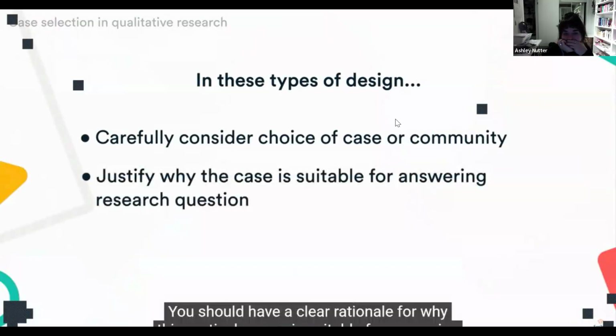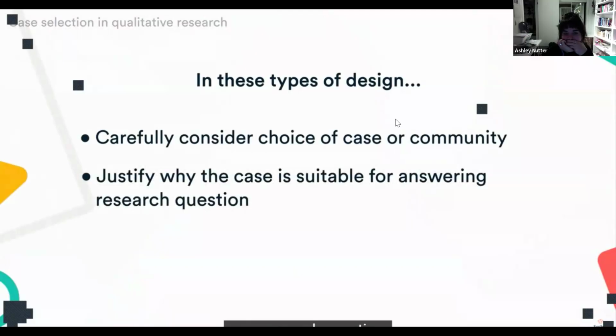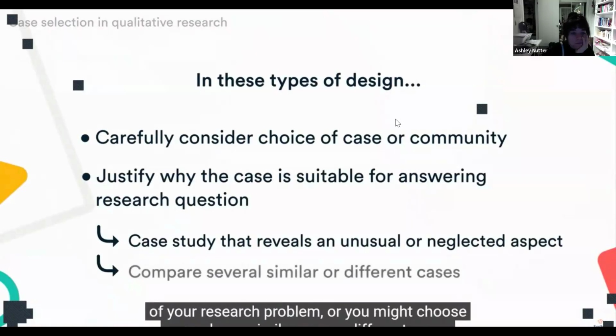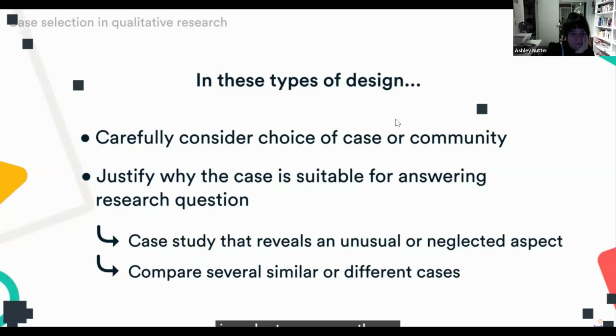You should have a clear rationale for why this particular case is suitable for answering your research question. For example, you might choose a case study that reveals an unusual or neglected aspect of your research problem. Or you might choose several very similar or very different cases in order to compare them.